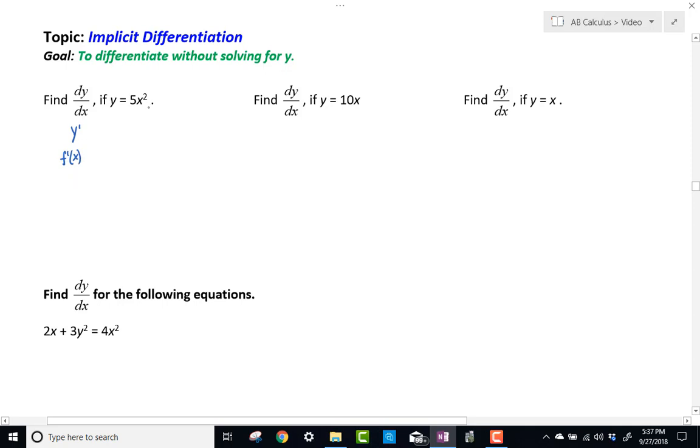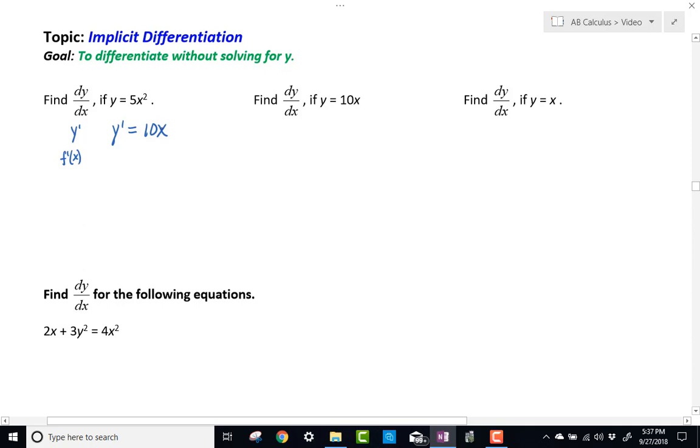So when I see y equals 5x squared, if I take the derivative of that, if I take dy dx, the derivative of y is y prime. Okay, so that's going to be important in a few minutes here. The derivative of the right side is just 10x.